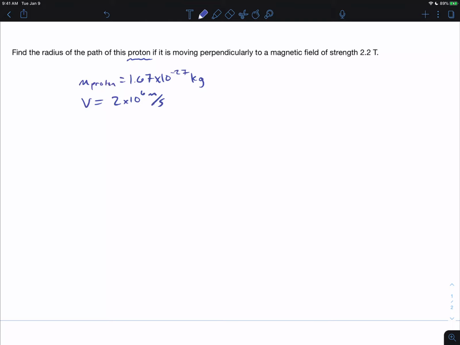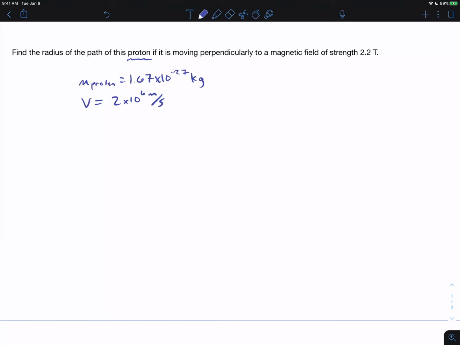So what we need to do is find now what shape its path will take when it's in a magnetic field. This is a very strong magnetic field right here. 2.2 Tesla is quite a large field, but we're moving very, very fast. So we're going to see how this all nets out.